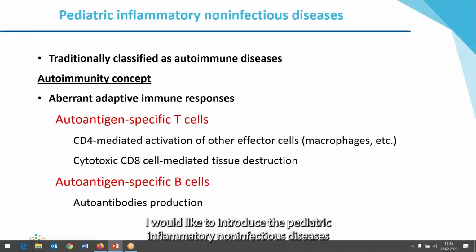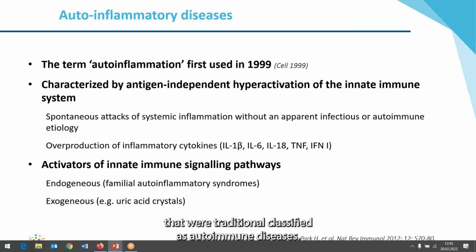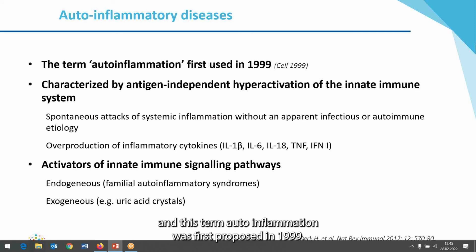At the beginning, I would like to introduce the pediatric inflammatory non-infectious diseases that were traditionally classified as autoimmune diseases. For these diseases, it was characteristic that they had antigen-specific activation of adaptive immune systems, such as autoreactive T cells or autoreactive B cells with autoantibodies production. On the other side are autoinflammatory diseases, and this term autoinflammation was first proposed in 1999.